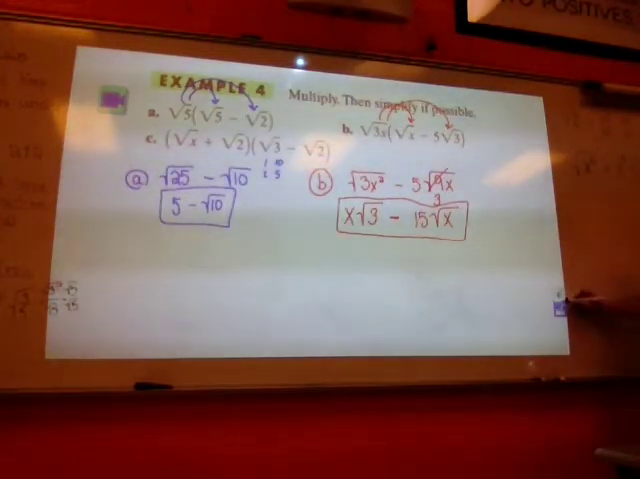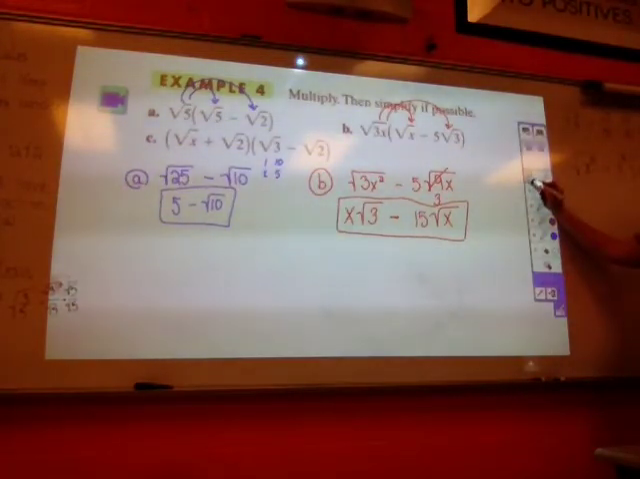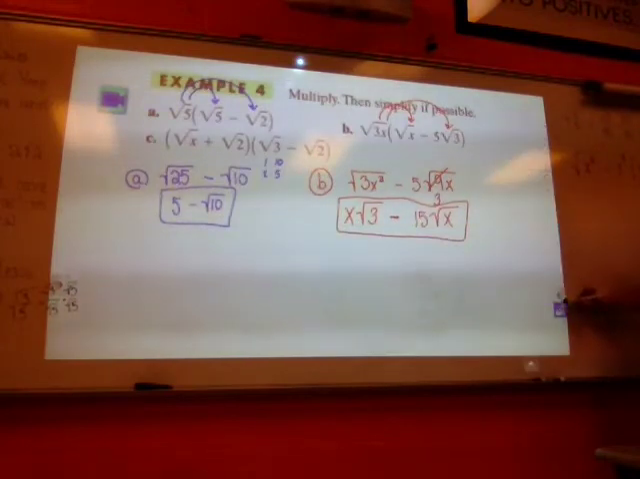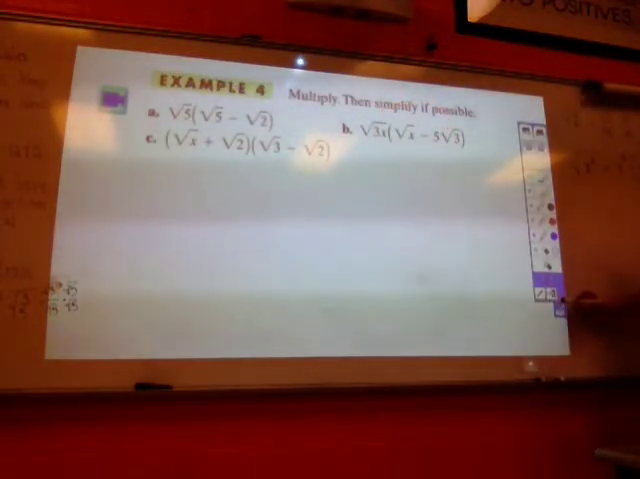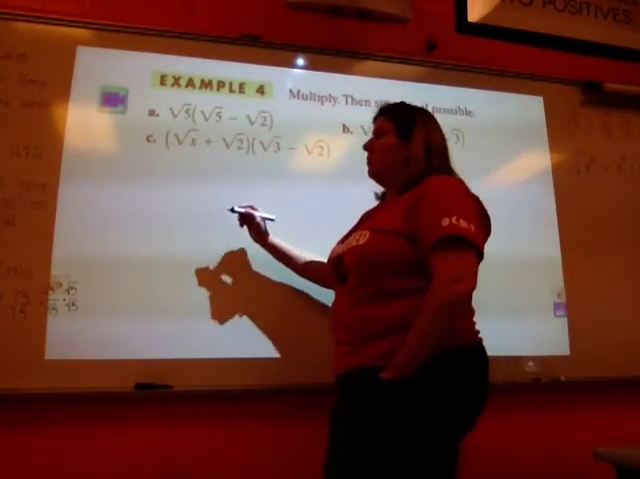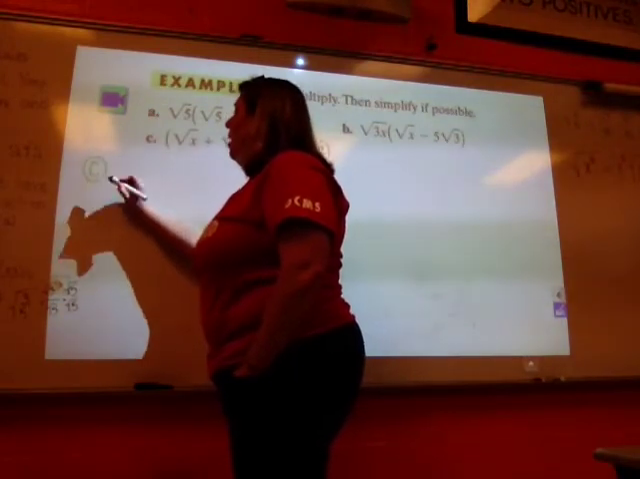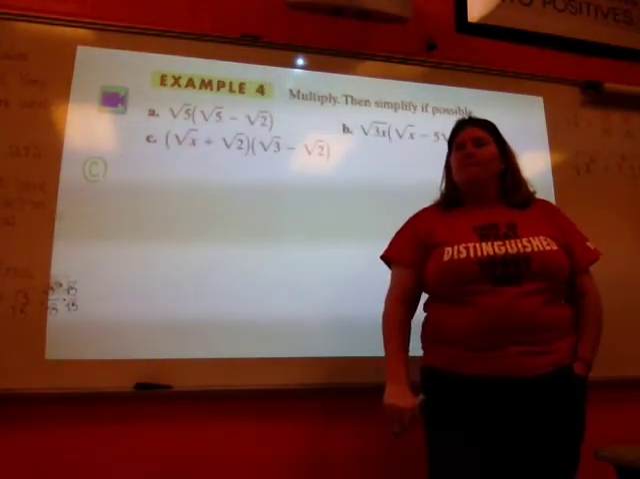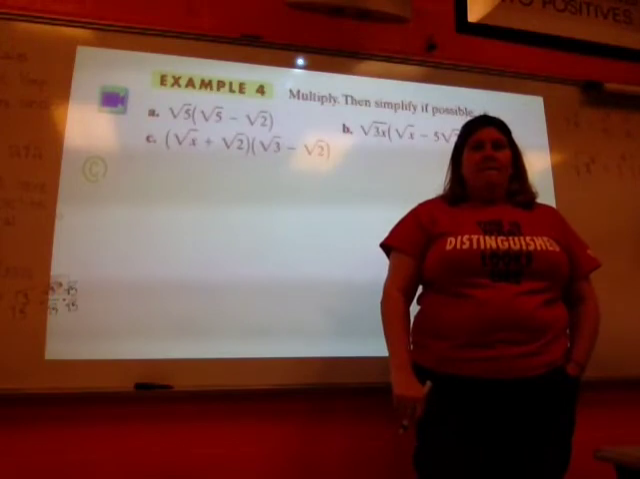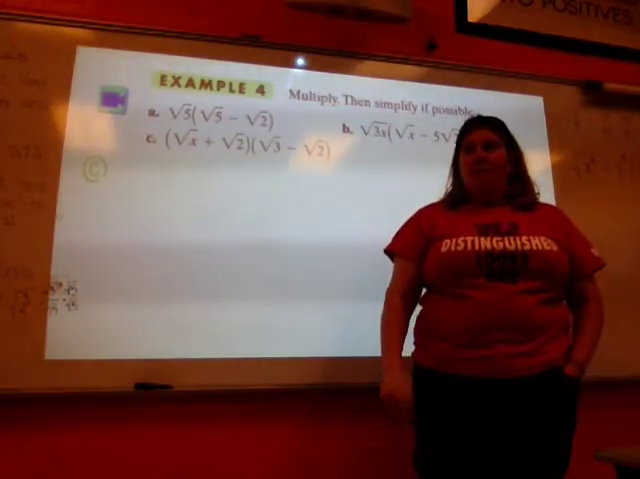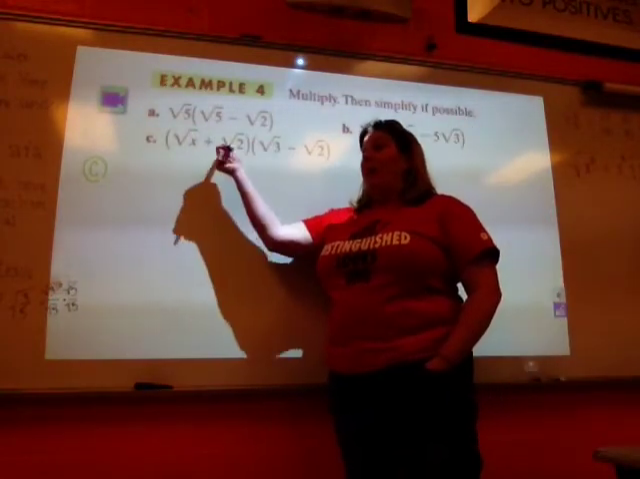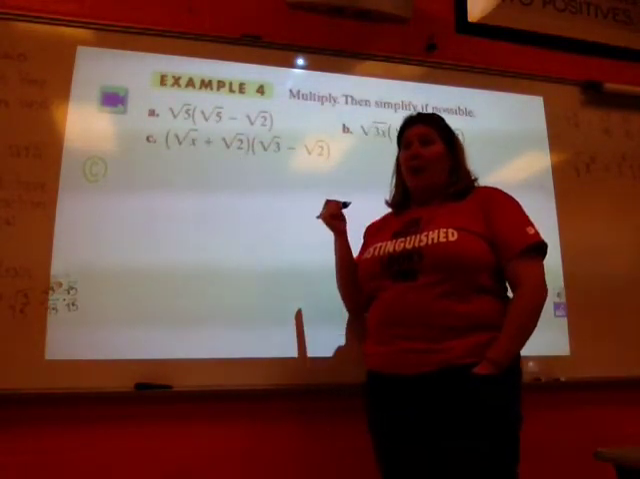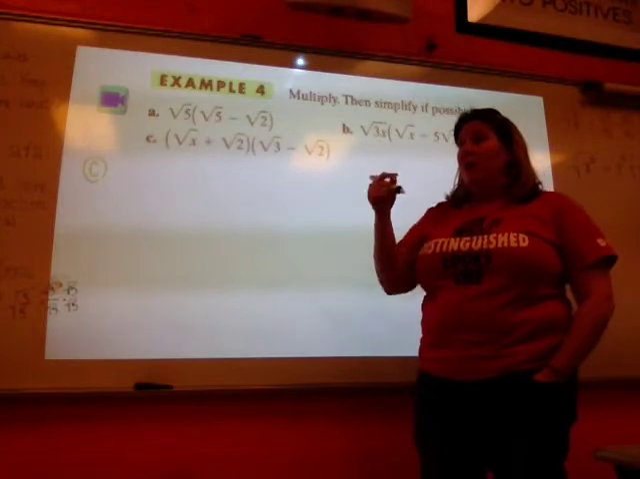Alright, let's look at C. Now C is where it gets a little bit more complicated. Can I erase A and B? Are you okay if I erase A and B and then do C? Alright, here we go with C. What do I have to do with C? What am I going to do? It's polynomials, right? It's two binomials. How do I multiply 2 binomials?